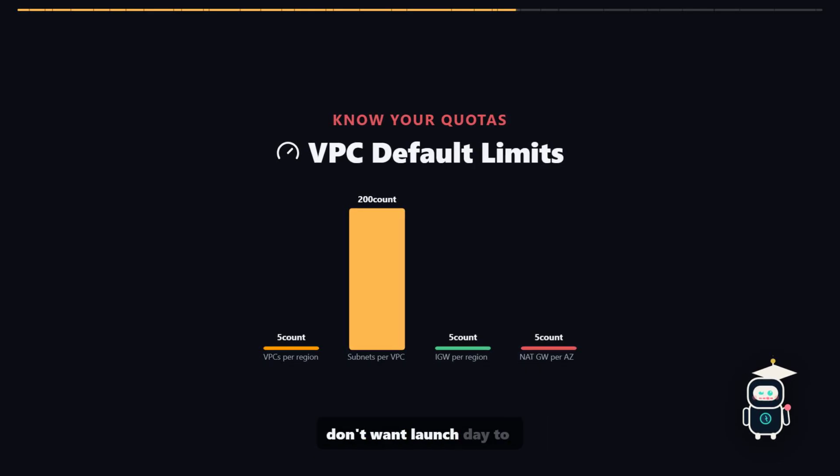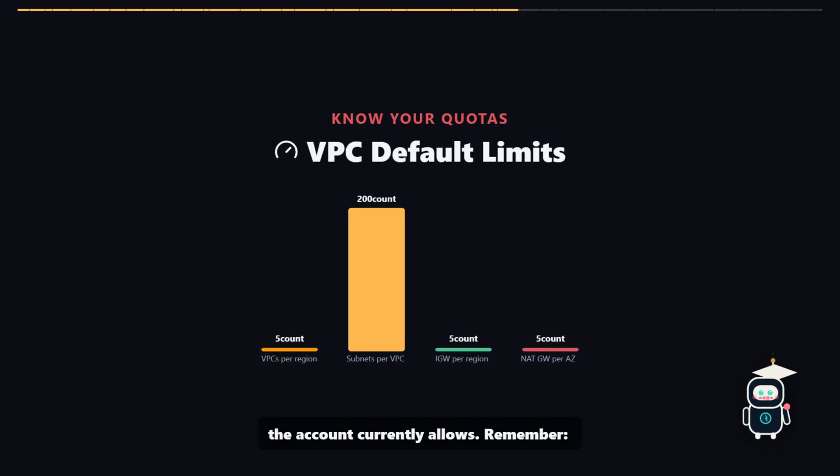You don't want launch day to be the first time you discover that the architecture requires more of a resource than the account currently allows. Remember, quotas are part of capacity planning. Check them during design, not during the outage.